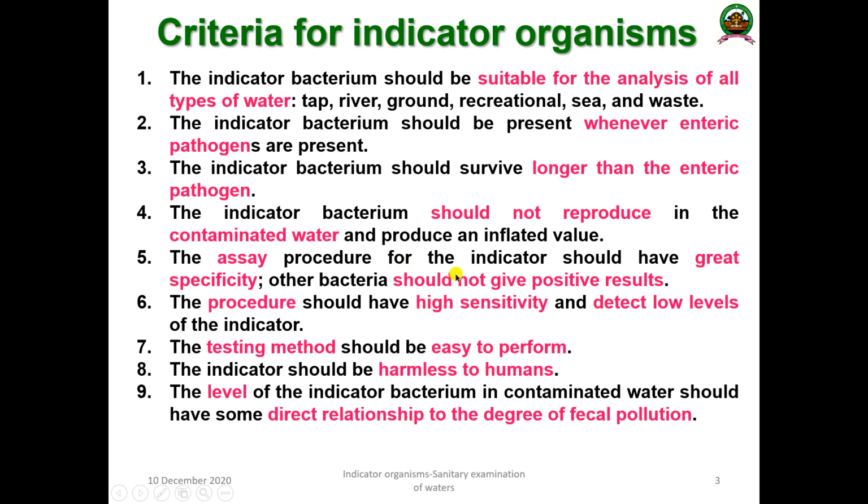Then the assay procedure for the indicator should have a greater specificity. Other bacteria should not give a positive result. This is very, very important. The method for a test is known as an assay. The methodology we use to test for this particular bacteria should be very specific. The test should have greater specificity. Other bacteria should not give a positive result. Only the indicator microorganism should give the result.